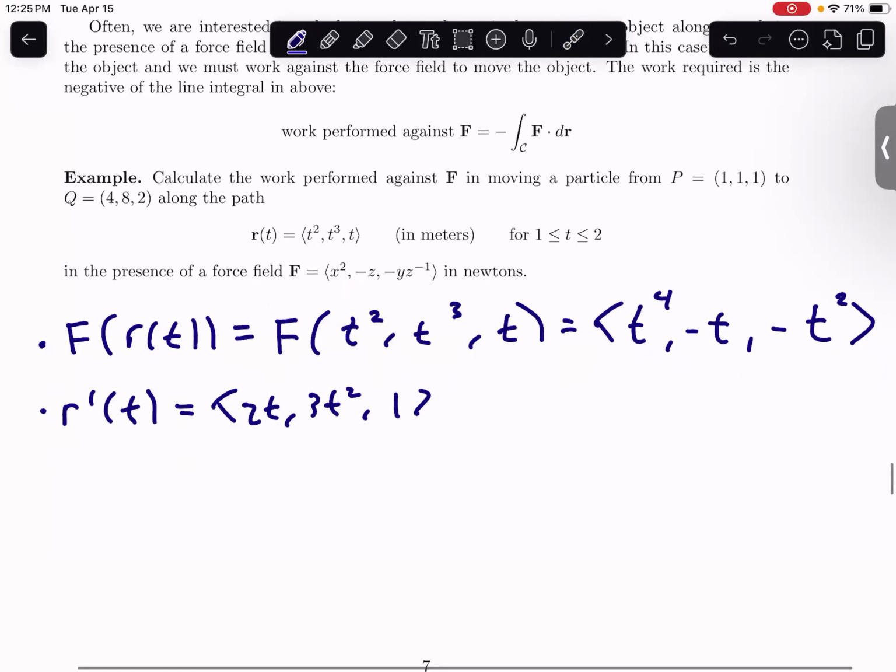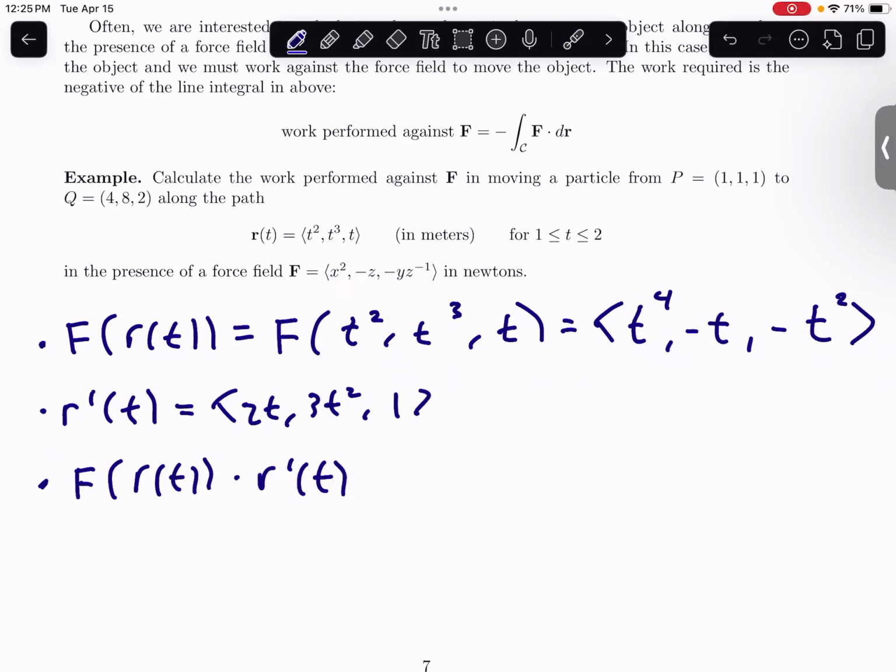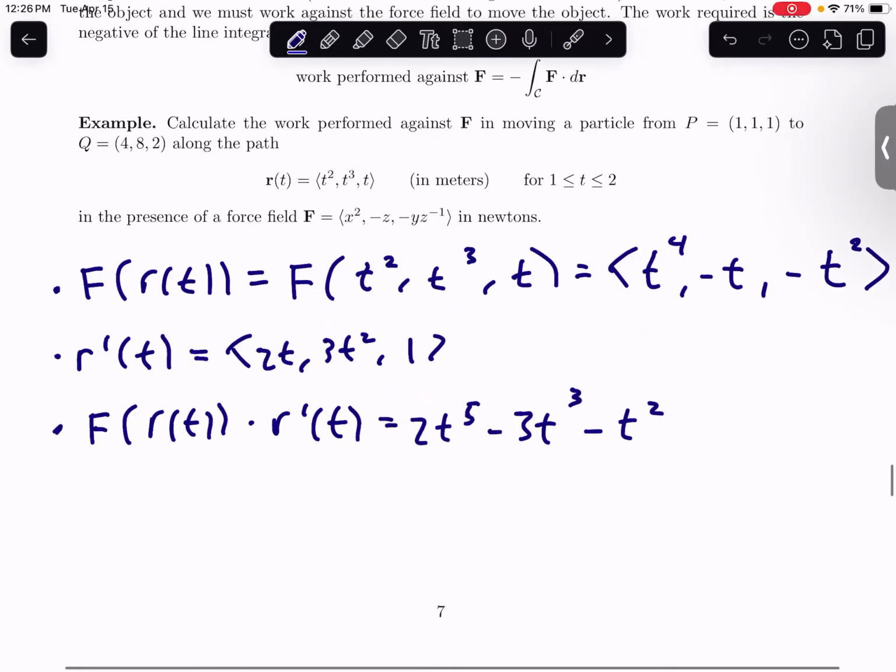And then the last thing we need to do before integrating is take the dot product of these two things. If you take the dot product, this is going to be t to the 4th power times 2t, so that's going to be 2t to the 5th power. You're going to have 3t squared times minus t, which is minus 3t cubed. And then you have a 1 times minus t squared, so that would just be minus t squared. And so all that's left is we just need to integrate this expression where t ranges from 1 to 2. So it just reduces to a Calc 1 problem now.